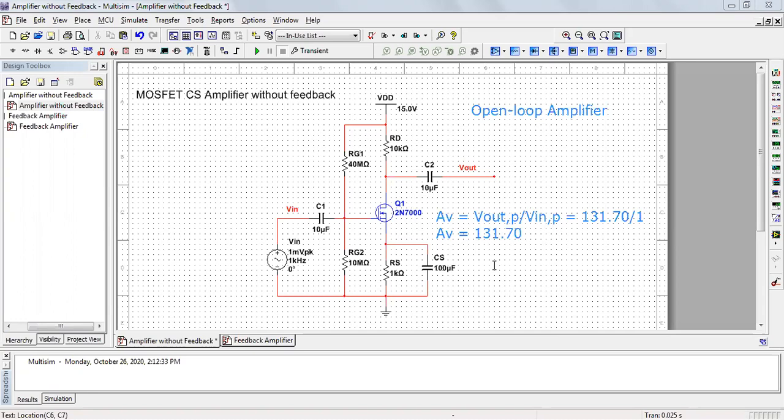Out of these, the simplest and the first one, voltage series negative feedback, we are going to experiment with in this experiment. Let's see how we can provide it. We will use the same amplifier and provide a voltage series negative feedback. Let me go to the next circuit.